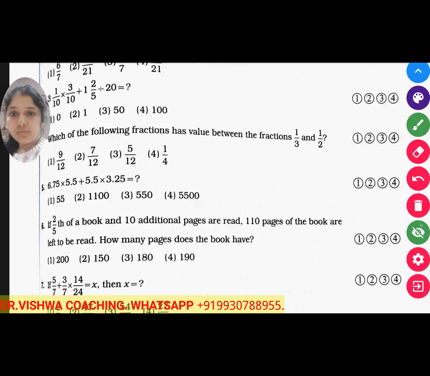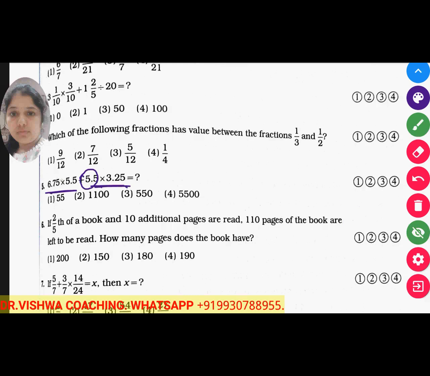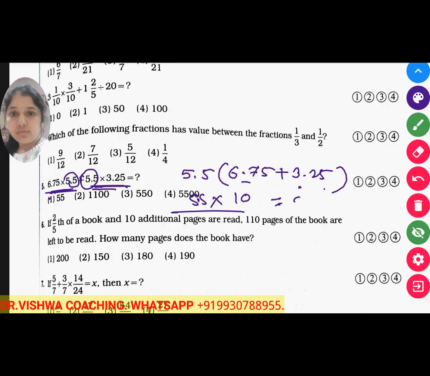What I had done, see, 5.5 is there in multiplication with 6.75. 5.5 is here in multiplication with 3.25. So I had taken this 5.5 common out of these two terms. So 5.5 will come out of the bracket. What remains inside the bracket? 6.75 plus 3.25. Okay. Now add both of them. Their addition is 10. So just multiply this 5.5 with 10. You will get the answer as 55.